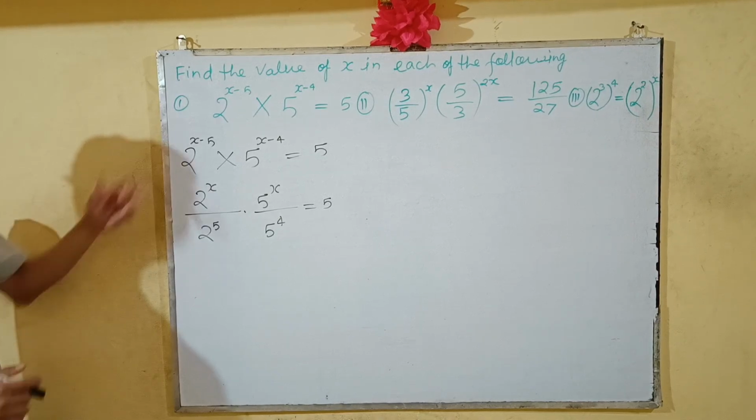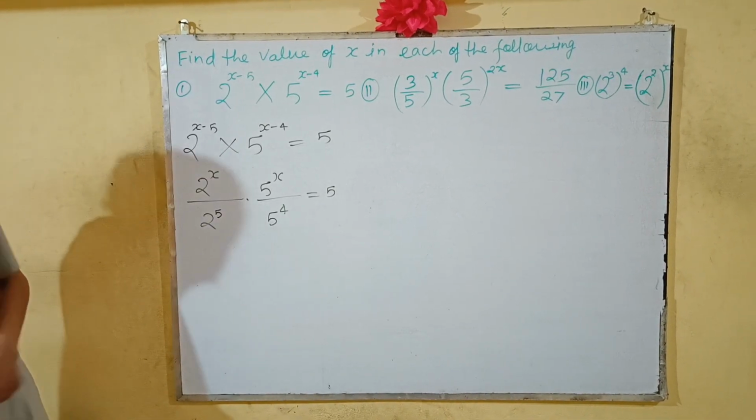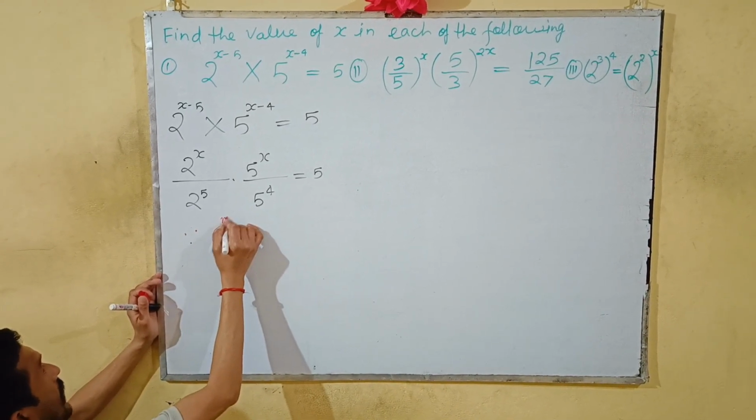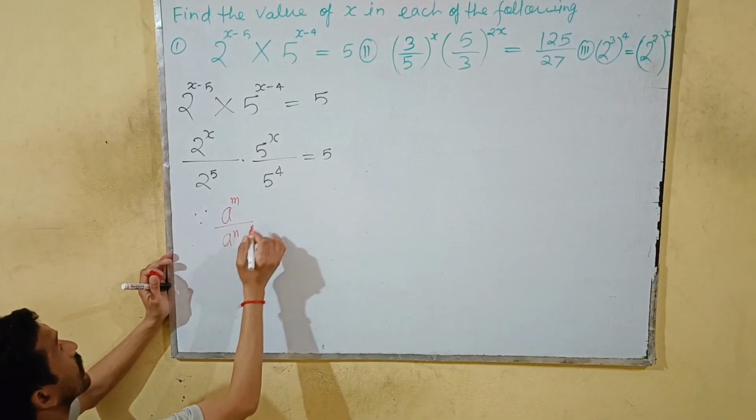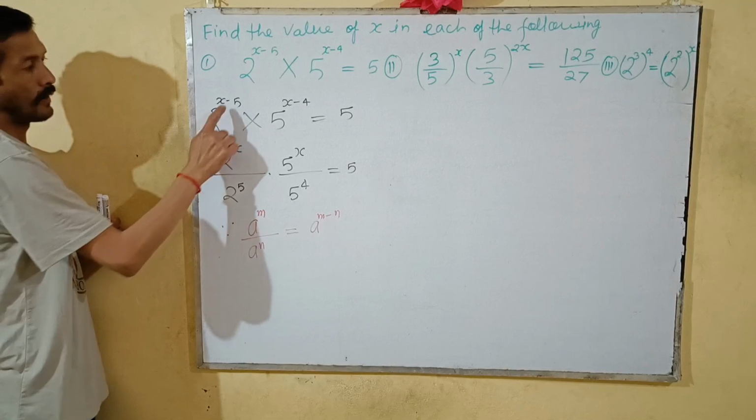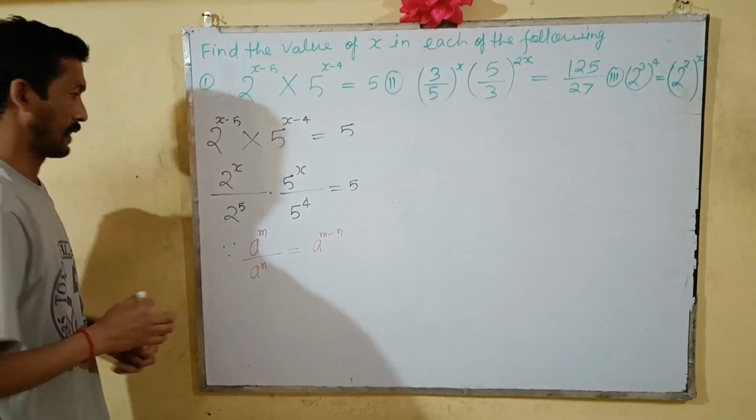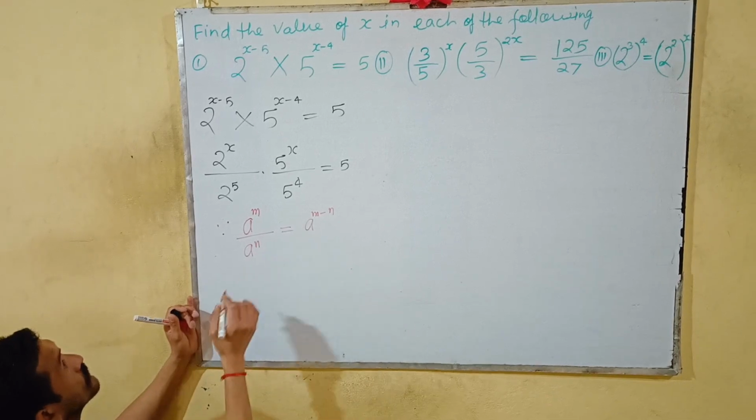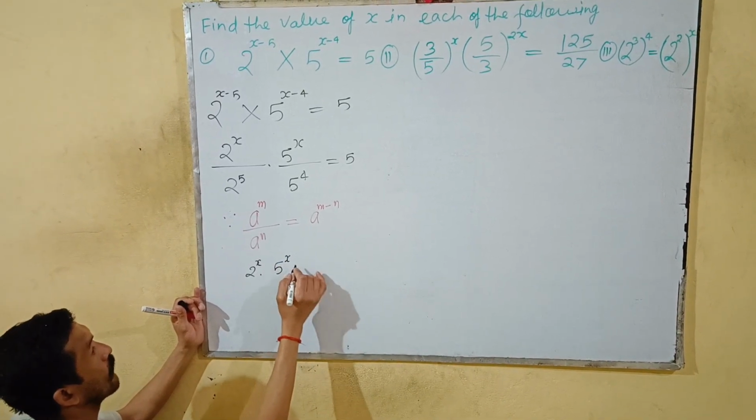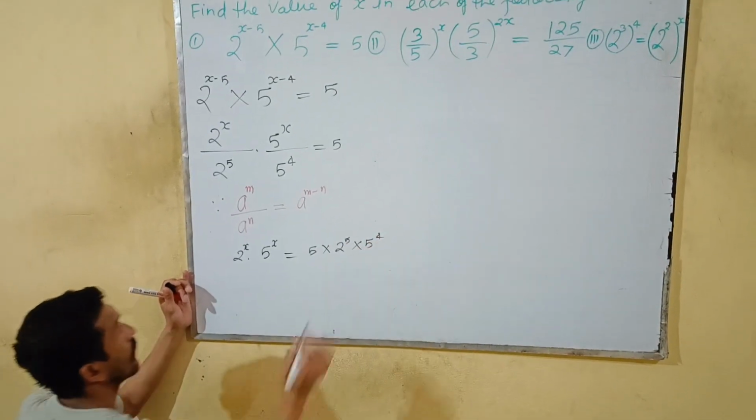By which rule does this happen? This one. Since a to the power m upon a to the power n equals a to the power m minus n. a to the power m minus n equals a to the power m upon a to the power n. Okay, now 2 to the power x into 5 to the power x will be 5 into 2 to the power 5 into 5 to the power 4.